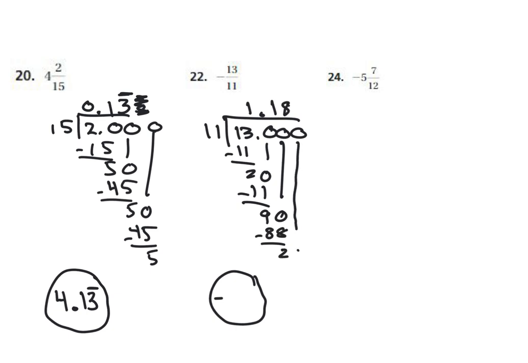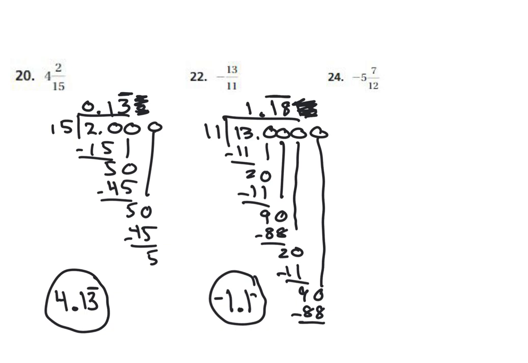Subtract and bring down. 11 goes into 20 once. 1 times 11 is 11, so we subtract and bring down. 11 goes into 98 times. You've got your pattern established, so you know the 1 and the 8 is going to repeat. So this becomes negative 1.18 repeating. And finally, for question number 24, we're going to do the 7 divided by 12.